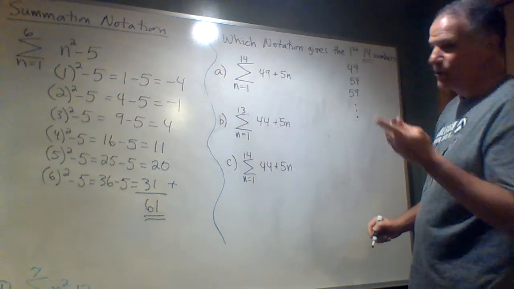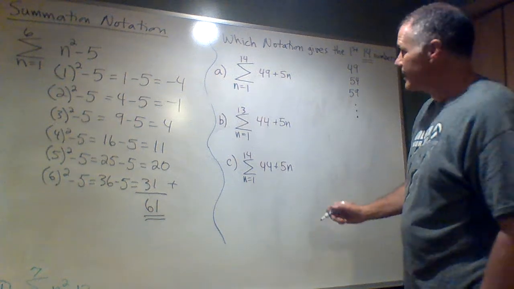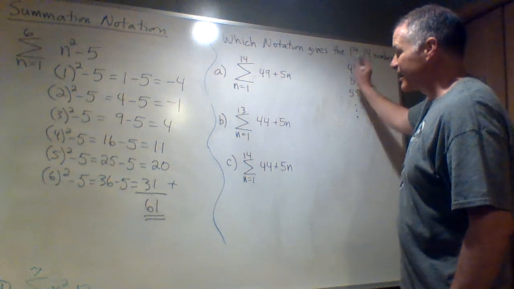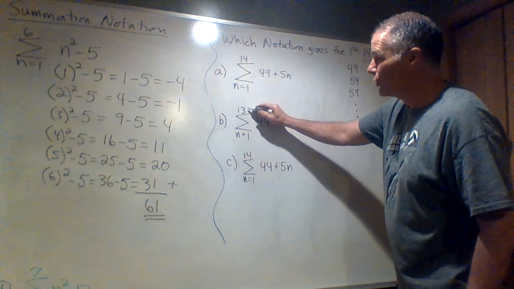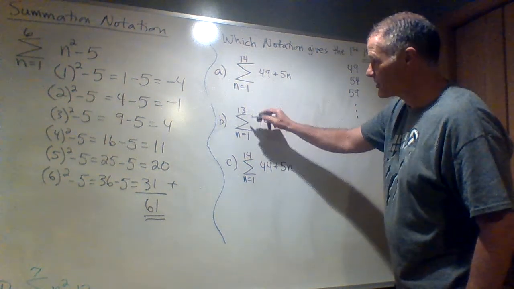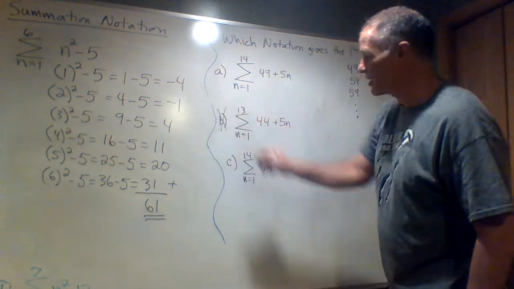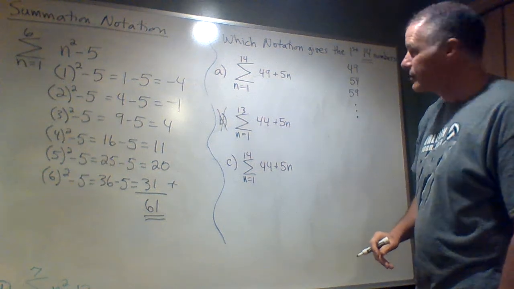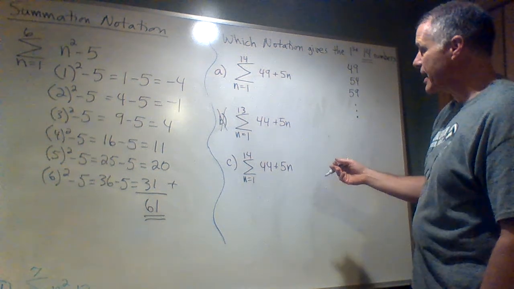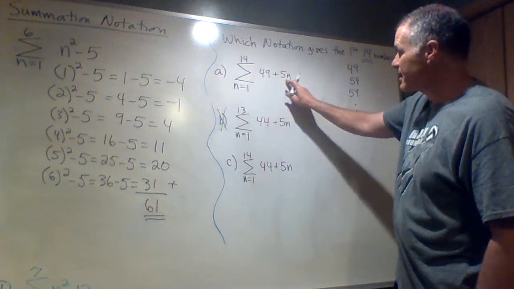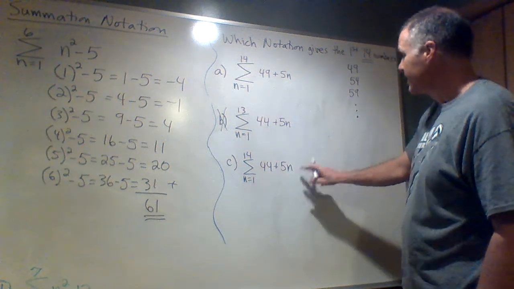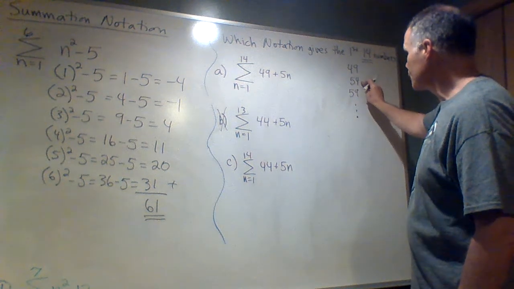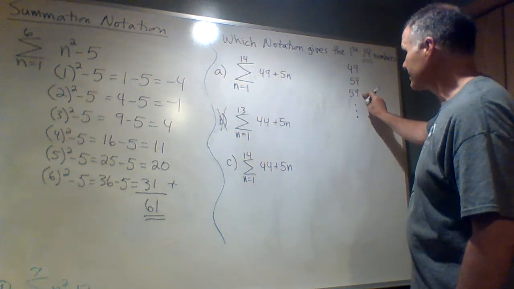There's one easy thing to see. From 1 to 14 makes sense, since we want the first 14 numbers. But look, 1 to 13 only goes up to 13, so we can cross off letter B without even checking it. Really, all we need to do is check this one, which is 49 plus 5n, and this one, which is 44 plus 5n. Putting in a 1 should give us the first number, putting in a 2 should give us the second, and putting in a 3 should give us the third.